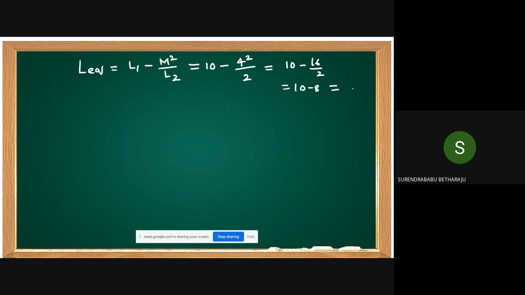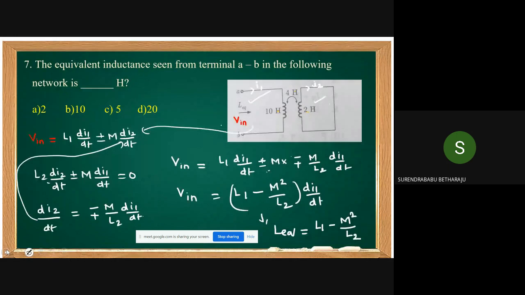That is equal to how many Henry are we getting? That is equal to 2 Henry. Very good. That is the correct answer. Then how much are we getting? This is 2 Henry. It's not 20. It is 2 Henry. Is it clear, sir? Understand? Like this, we can write the equations.